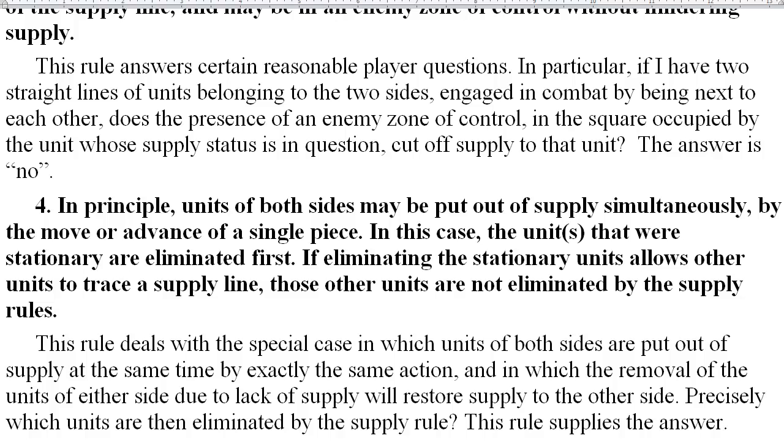In this case, the units that were stationary, the units whose turn it was not, are eliminated first. The units that moved, which could include attacker or defender advance after combat, are eliminated second. If eliminating units of one side opens up a supply line to the units of the other side, well, they're supplied again. They're not eliminated.